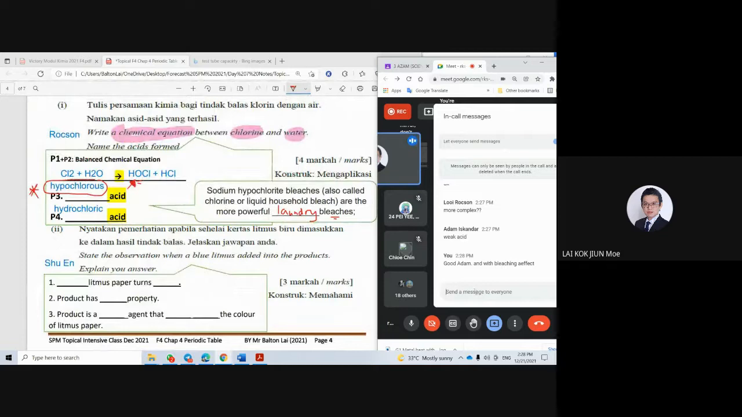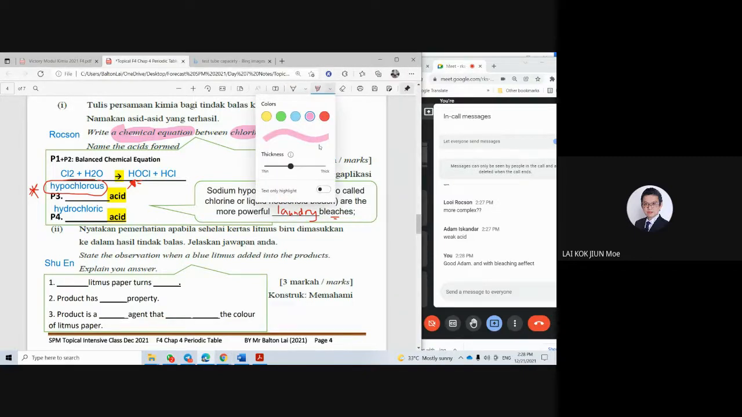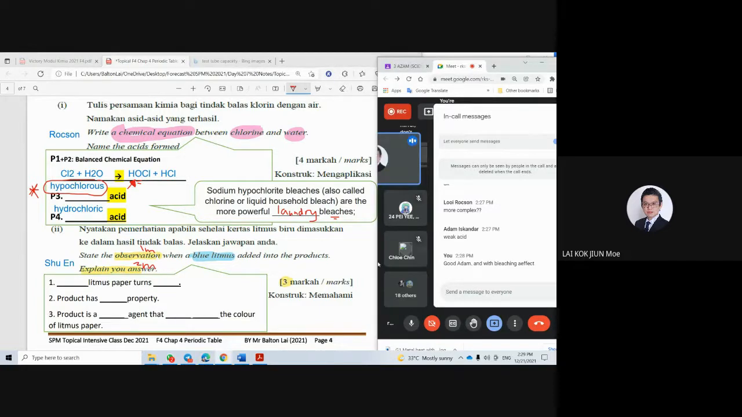Su-en, you can try open mic. Su-en, what happens when you put the blue litmus paper into it? Do you think the color will change, and to what color? So give an observation, then explain your answer. Always check your marks here. 3 marks means you need to give 1 for observation, 2 for explanation.